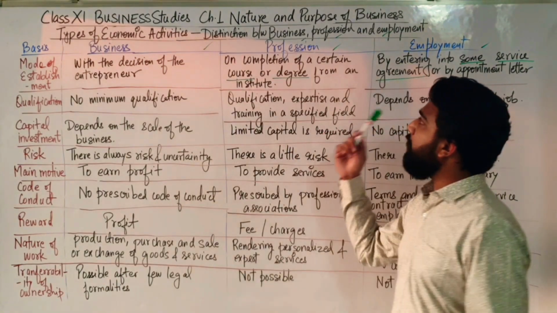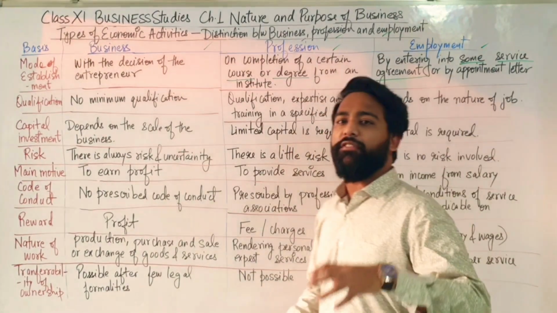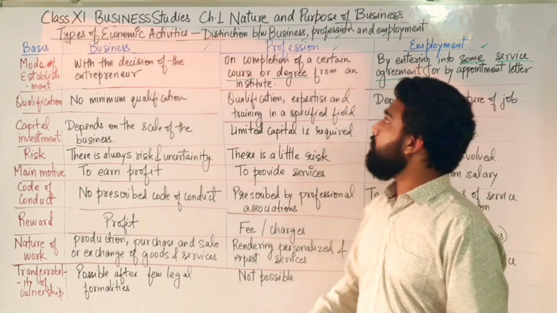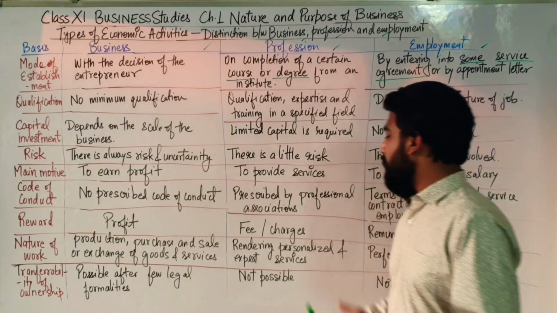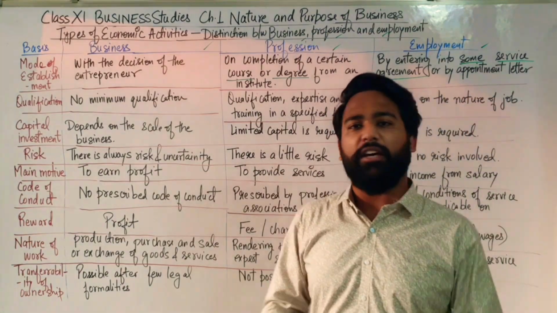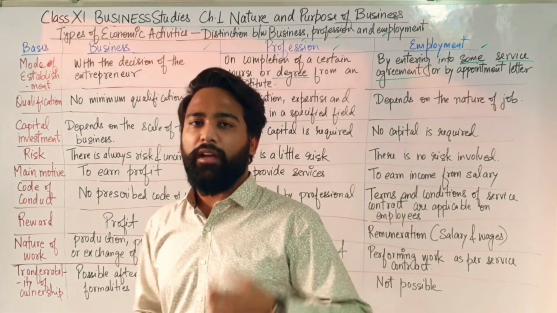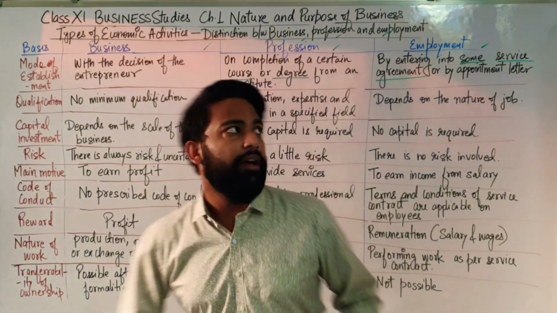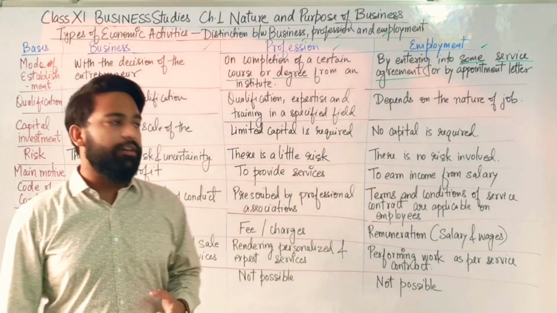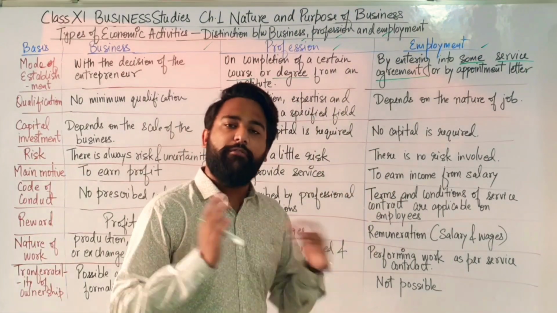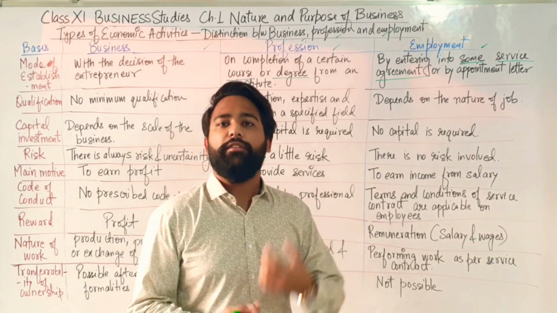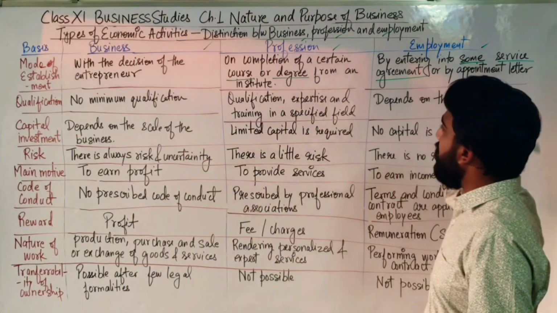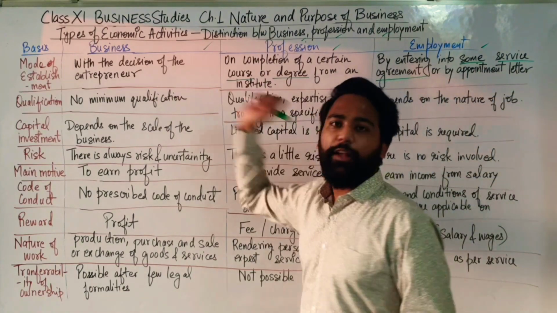Now, what is profession? Profession is something which we opt for to earn our livelihood. Under the profession, we render some personalized services and expertise advice so that we can earn some living. Now, what is employment? Employment means to work under someone in return for the salary. So, these are the business, profession, and employment, which are the types of economic activities.